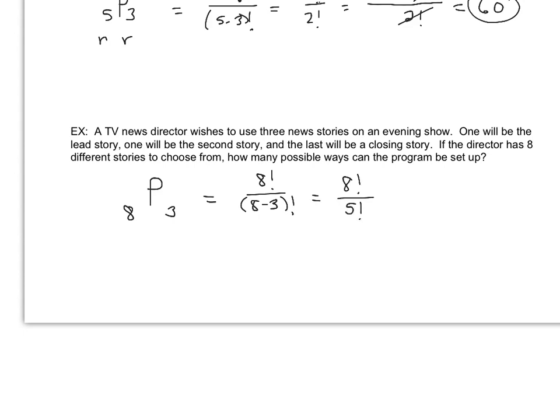Now, here's how we can do these factorials pretty simply. I'm going to use that same trick I used above. So this is 8 times 7 times 6 times 5 factorial. I'm just going to stop there. And the benefit of stopping there is I can now cancel these out. So then I just have 8 times 7 times 6, which is 336.